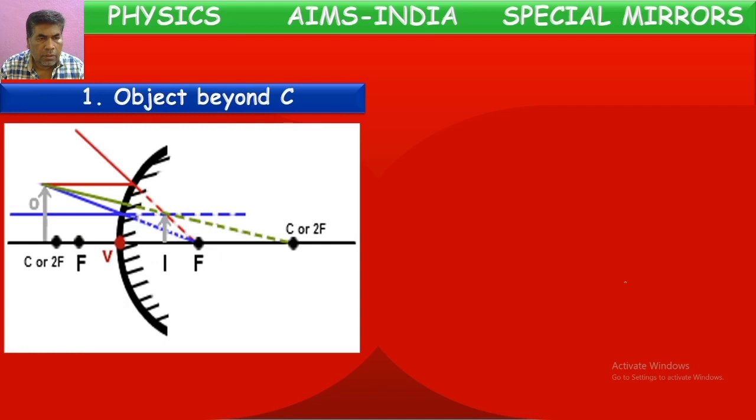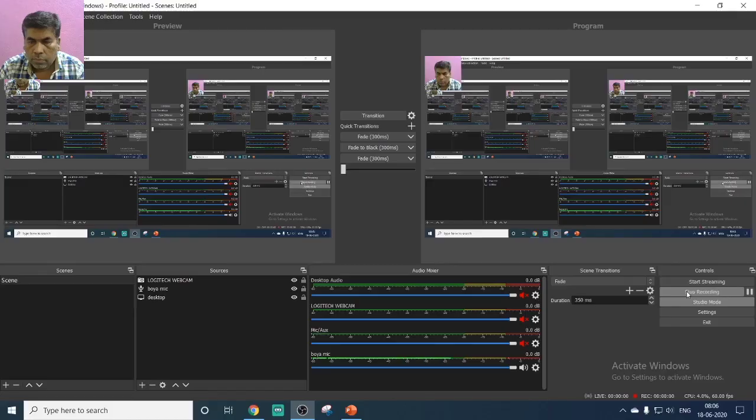Let us see the first condition. Here the object may be at infinity or beyond C. All will follow a similar condition.